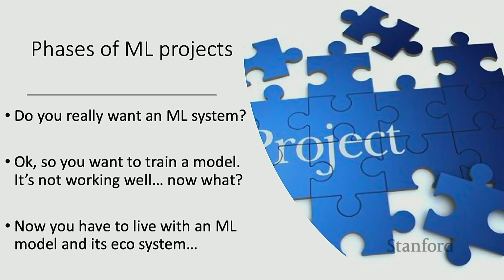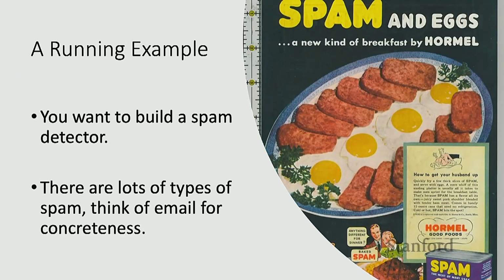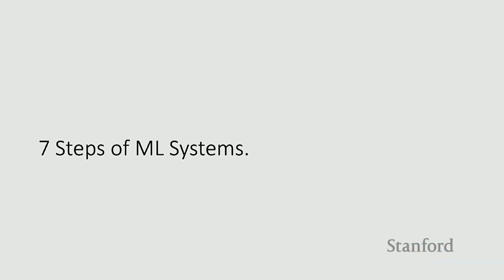So sometimes you don't really need ML. And when you use ML, if it doesn't work, what do you do? And also, how do you deal with the whole ecosystem? When I use a running example, we're going to have a spam detector, and the question is how do you detect spam? We use this example a lot in this course.